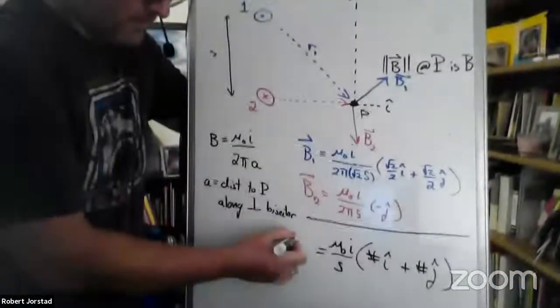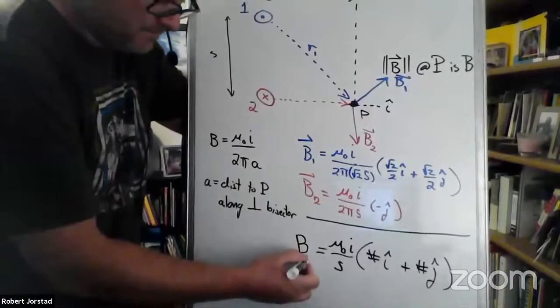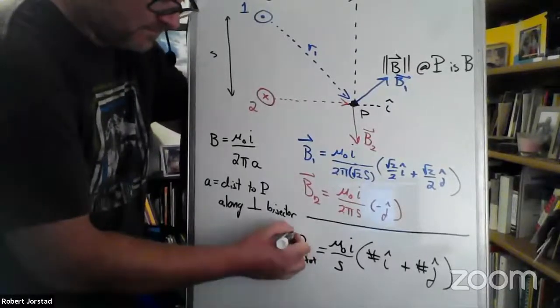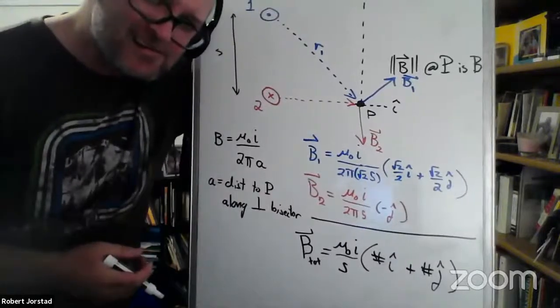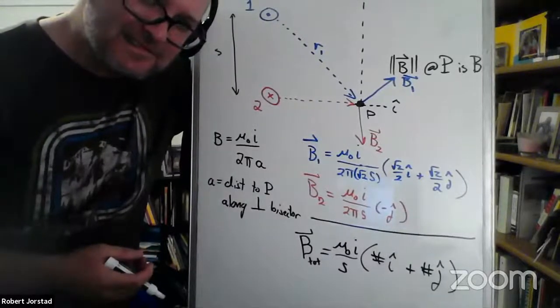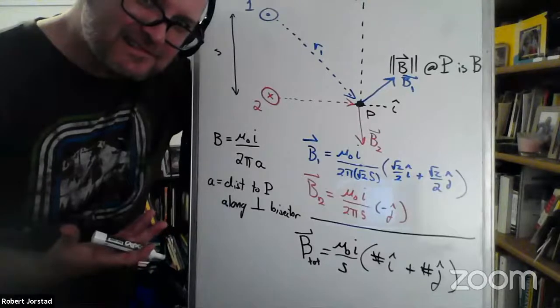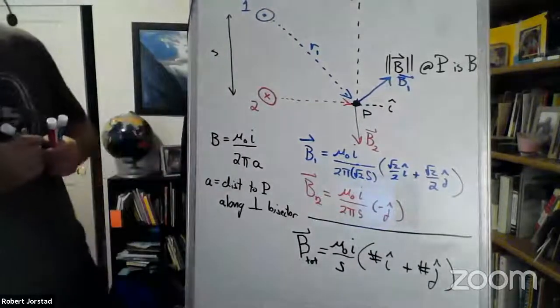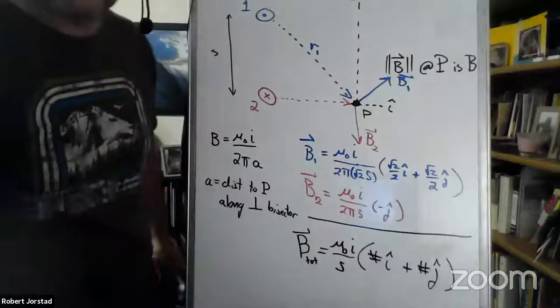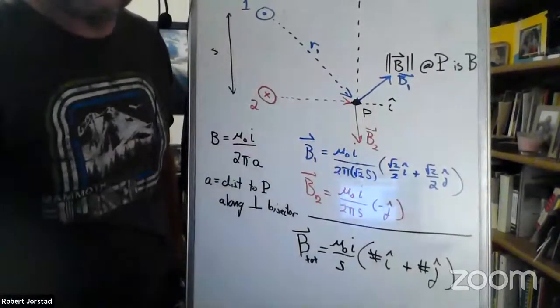I guess B total. How do I get I? Can you clarify what you mean by get I? I need, oh, so remember in this problem, it asked for the current.